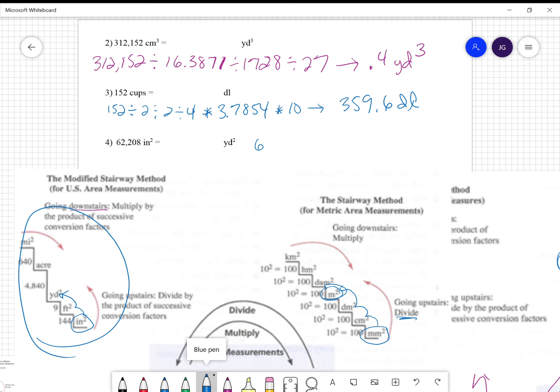So I'm going to take 62,208, I'll do this in a different color so it doesn't run into the last problem. I'm going to divide by 144, and I'm going to divide by 9. I'm at inches, I divide by 144, I divide by 9. I get 48 square yards.